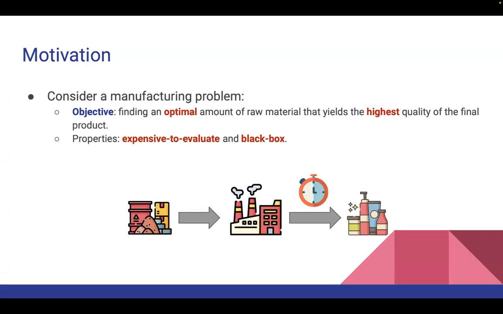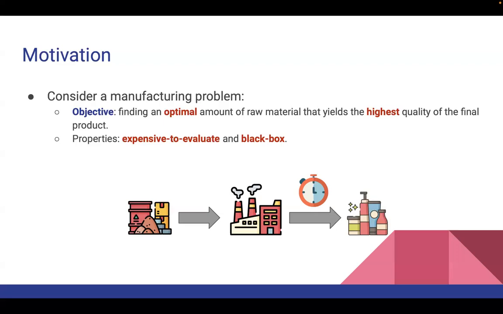Consider a manufacturing problem where we have the objective to identify an optimal amount of raw material that yields the highest quality of the final product we would like to make. This problem has two properties. First, it's expensive because for each production we have to order an expensive raw material, and once we obtain it, we send it to the factory and wait a long time for the factory to produce the final product. So this problem is expensive both in terms of time and money.